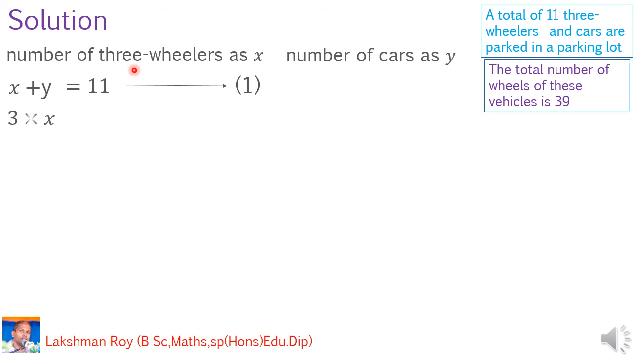So, see here, one three-wheeler has three wheels. There are x number of three-wheelers, right? So the total number of wheels in x number of three-wheelers is 3 into x. So there are 3 into x wheels in three-wheelers.